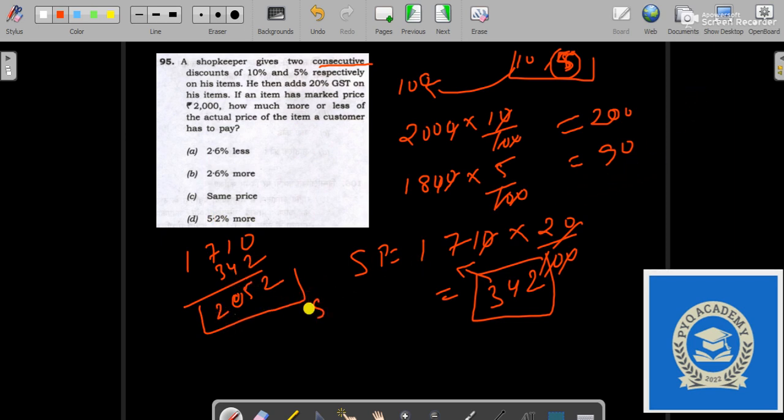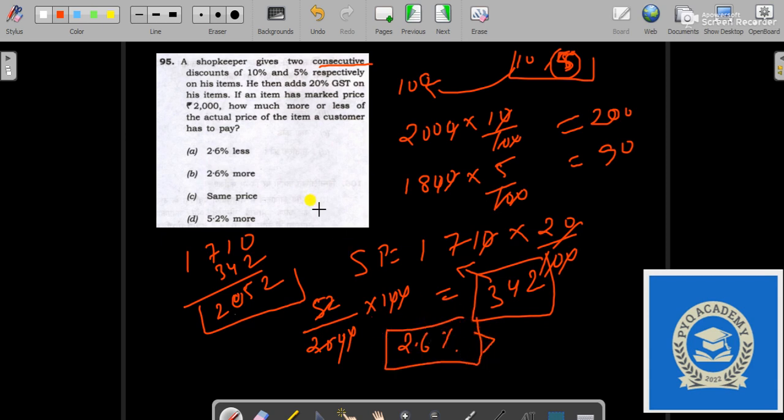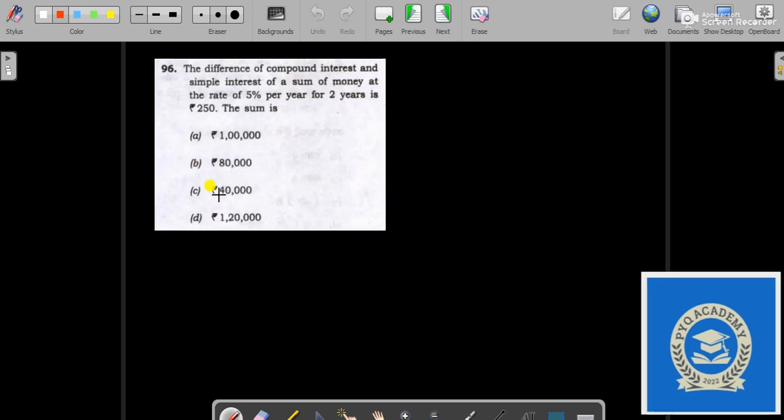Now how much is 52 of 2000? Let's calculate this. So we will get 2.6. That means the customer has to pay 2.6% more. So our answer is 2.6% more. Okay, let's move to the next question.